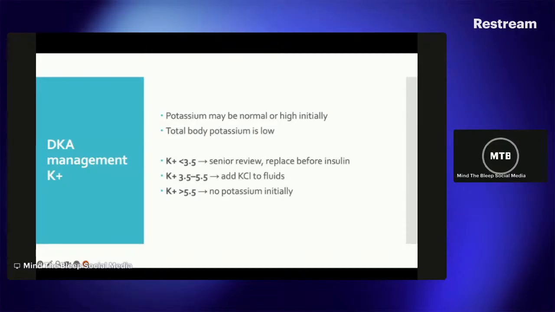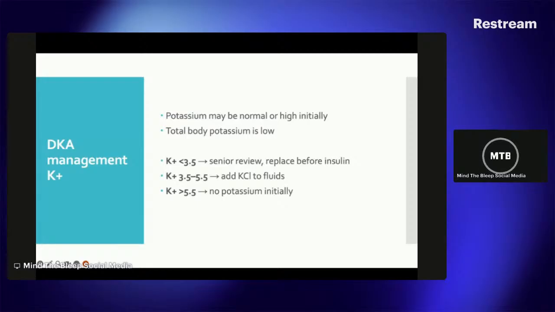Then in terms of our final management of the key components of DKA, we'll talk about the potassium and other electrolytes. So potassium-related issues are a common exam and real-life pitfall, and the reason why we concentrate on the potassium is because insulin drives the potassium into the cells, and that can risk arrhythmias in the patient. And our management will depend on the level of potassium that we'll see.